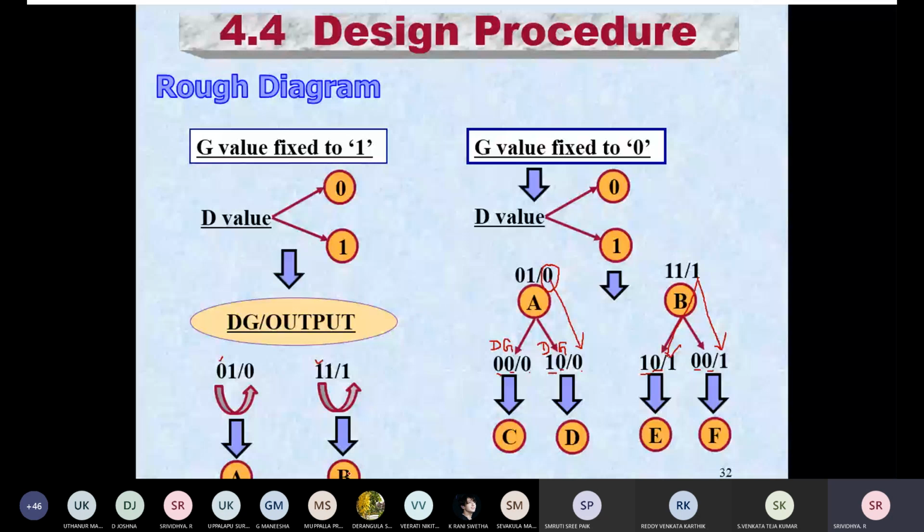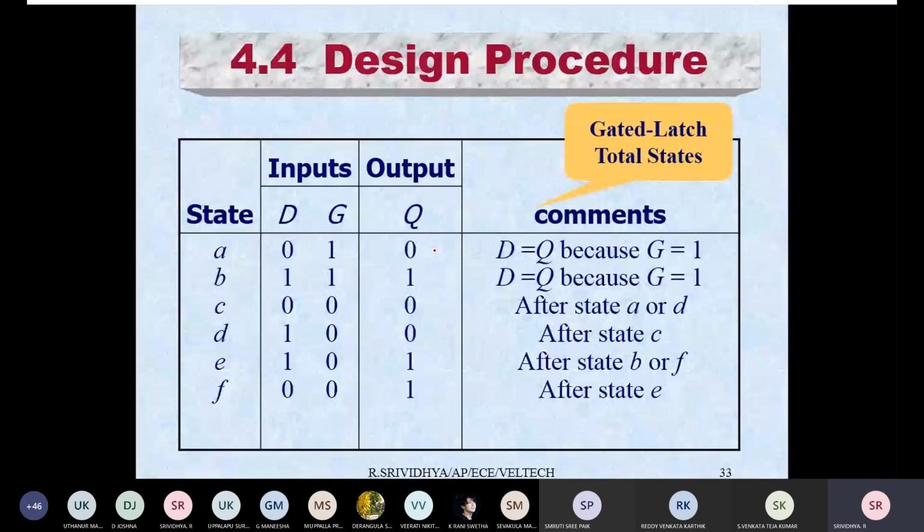Now I'm into the procedure. I'm following the design procedure steps that I have given. So this is the table. If you refer in your books, your Morris Mano book, or any PPTs, or any YouTube videos, for this particular problem, they have directly given you this one.